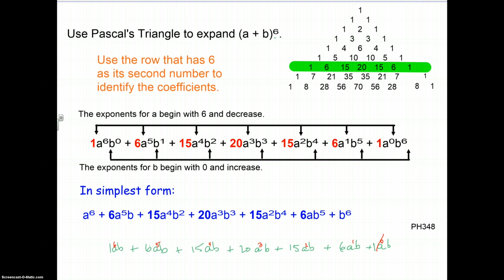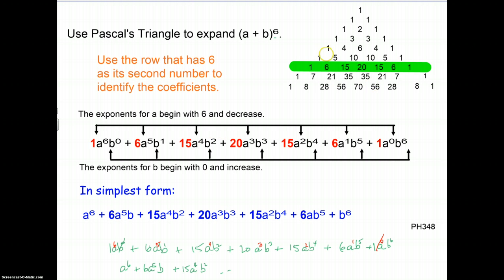Now looking at the b, we're going to do a very similar process, except we're going to start at 0, so that's b to the 0, which cancels, b to the first, b to the second, b to the third, fourth, fifth, and 6th. Then I could simplify this if I want. So this is just going to be 1a to the 6th, b to the 0, just a to the 6th, plus 6a to the 5th, b to the 1st, or just b, plus 15a to the 4th, b squared, and so on.